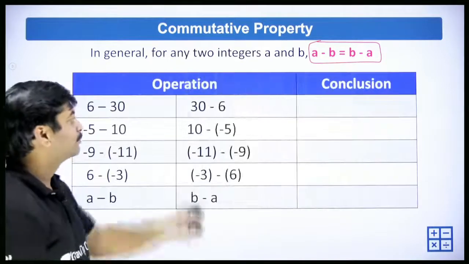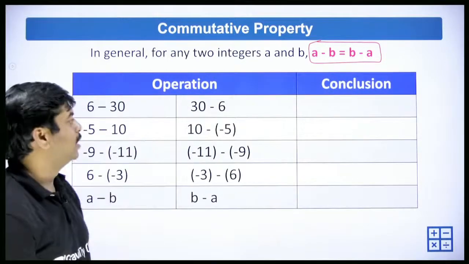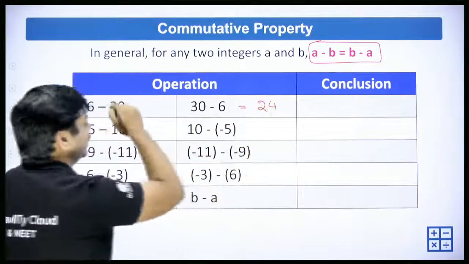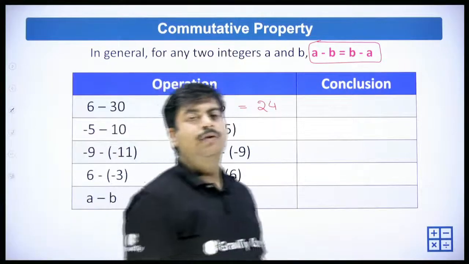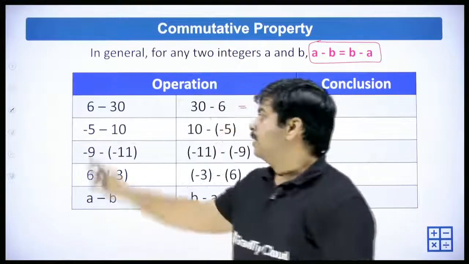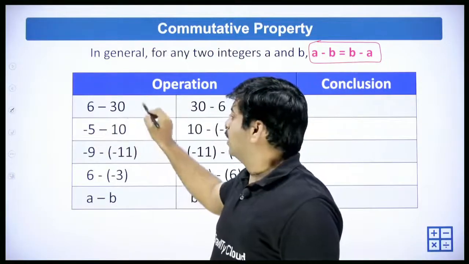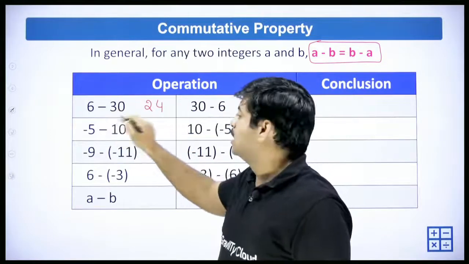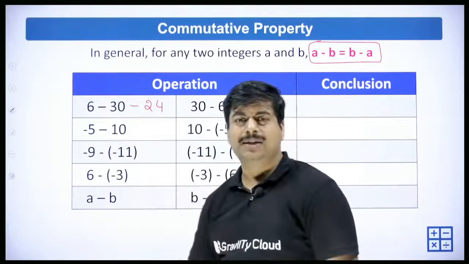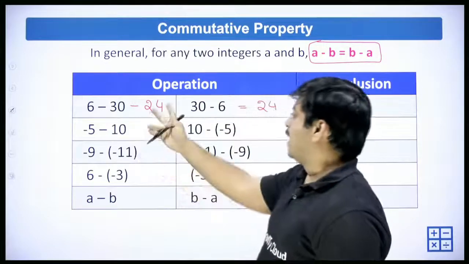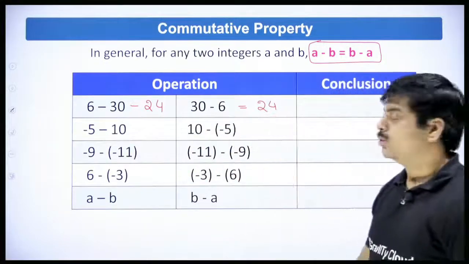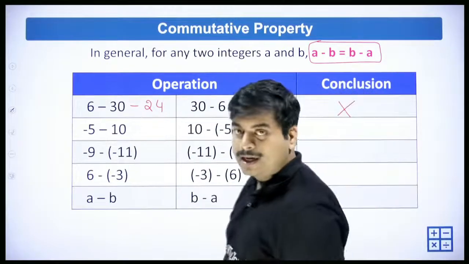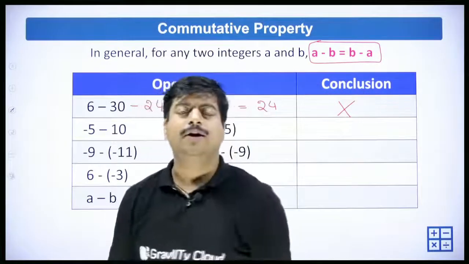The point here is, let us take two values. 30 minus 6 is 24. But 6 minus 30, what will we get? The difference is 24, correct? But 30 is the highest, and it carries the minus, so you'll get minus 24. So are these two the same? Minus 24 and plus 24, are these two the same? No, these two are not the same.